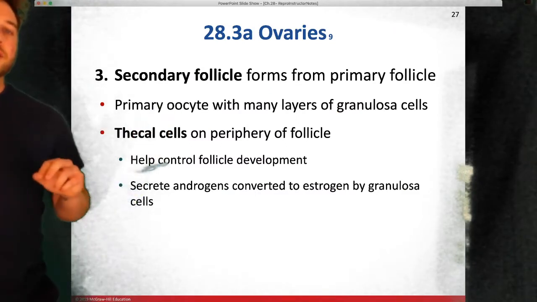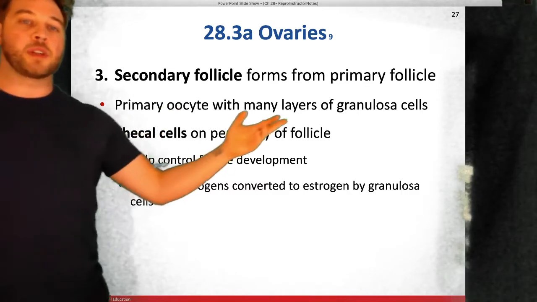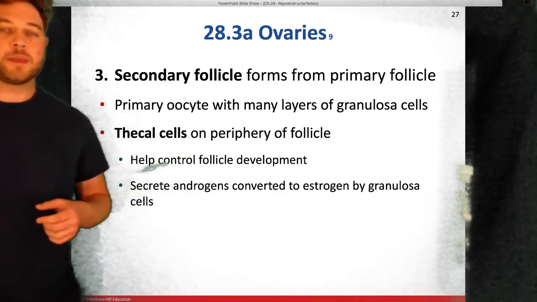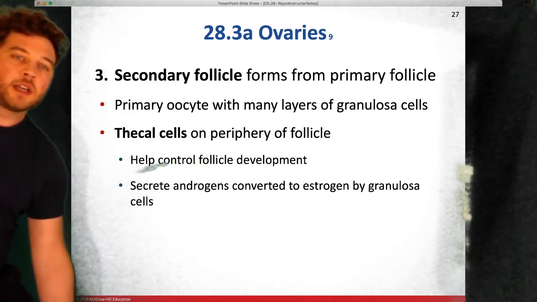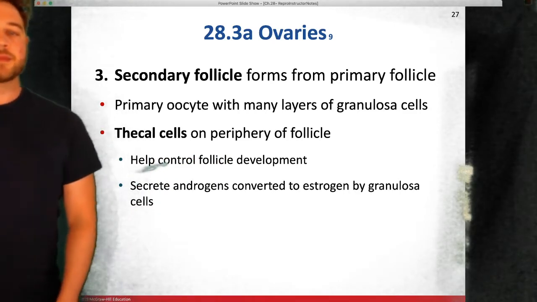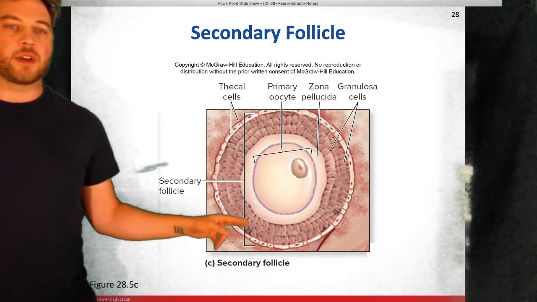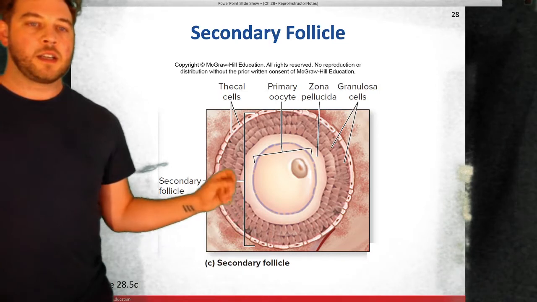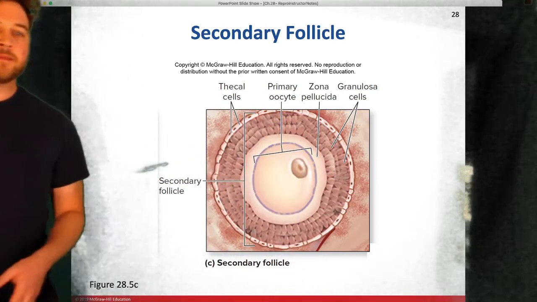A secondary follicle forms after that. It's still a primary oocyte. Now it has more layers of granulosa cells as well as thecal cells on the periphery. These are helping to control follicular development, secreting androgens, converted to estrogen by those granulosa cells. So again, you can see this thicker layer of granulosa cells. The zona pellucida is also starting to thicken, and then you have these thecal cells on the outside trying to regulate that development.